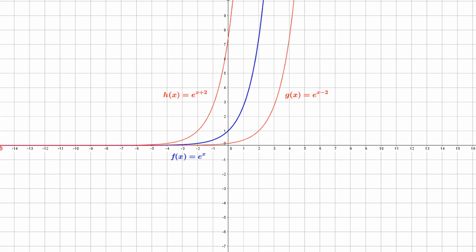And we can see that on the graph here. We have our base function, e to the x, and then we have our function that's shifted left, h of x, which has a c value of positive 2, so shifting left, positive c value. And then we have g of x, which is shifted right by 2 units. So we have c equals negative 2. Shifting right, negative c value.